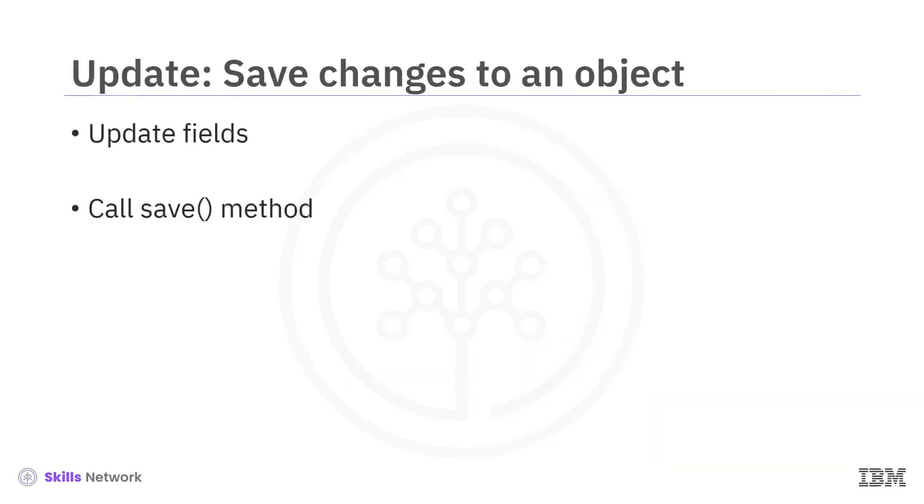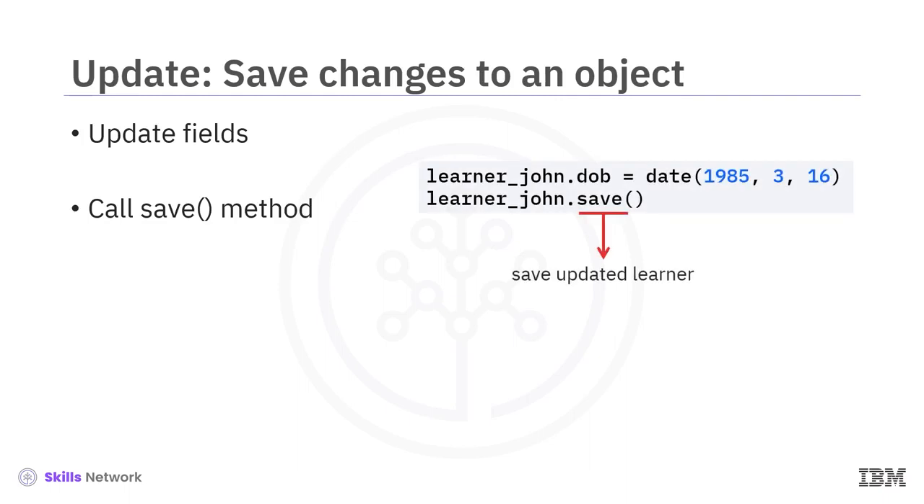We have seen how to insert records into a database and how to read data using Django models. Now let us see how to update database records by updating objects. One way is by updating the primitive fields of an object. For our learner object, we can change the date of birth field to March 16, 1985, and use the save method to update the change to the database. The Django model will create and execute the corresponding SQL update statements.